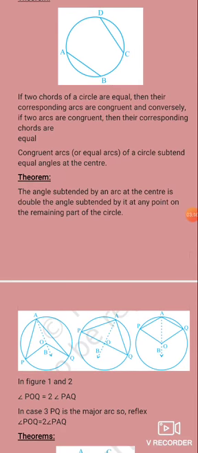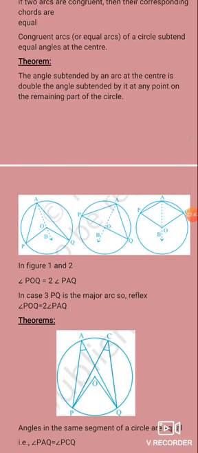Then the third case, listen carefully. In the third case, PQ is a major arc. So the reflex of angle POQ is equal to twice of angle PAQ. So our theorem is: the angle subtended by an arc at the center is double the angle subtended by it at any point on the remaining portion of the circle.